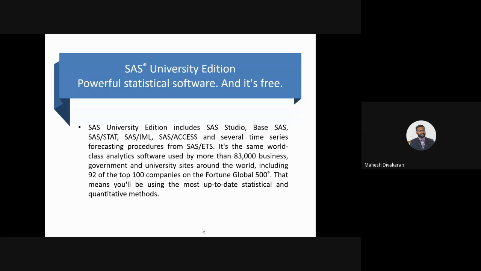SAS University Edition includes different SAS software like SAS Studio, which we will use, and which is generally what we mean by SAS. Apart from SAS Studio, we have Base SAS, SAS/STAT, SAS/IML, SAS/ACCESS, and several time series forecasting procedures from SAS/ETS. SAS/ETS is used to model complex time series data and gives real-time forecasts. And SAS is one of the global Fortune 500 companies.